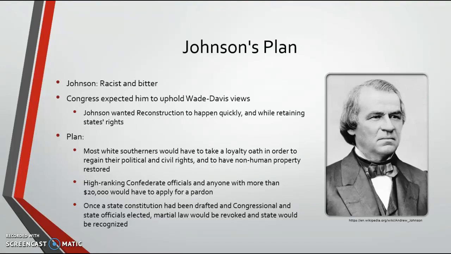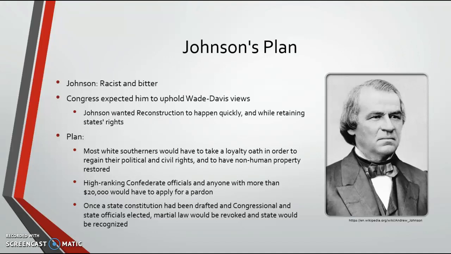So he was in favor of prosecuting Confederate leaders and breaking up planters' estates, but he was also a fan of states' rights. So he did want to quickly return southern states to the Union and have Reconstruction be a success under his presidency. And so this is Johnson's plan here.